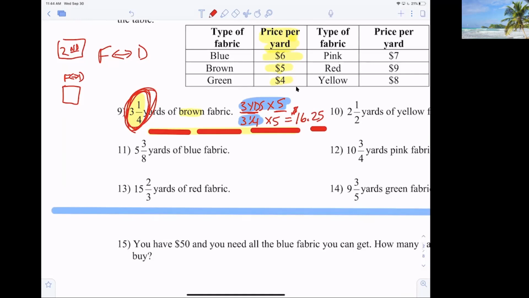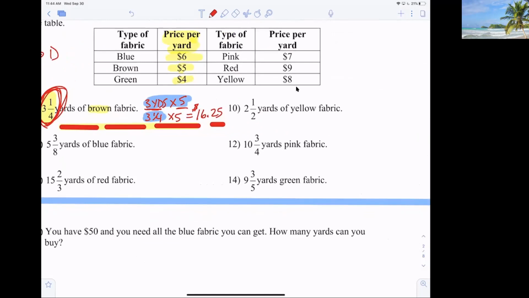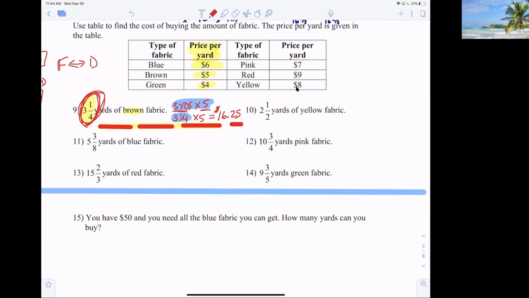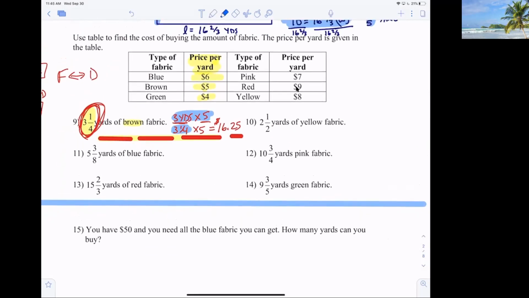Yes. Okay. So now what I want to do is, KK, you're going to tell me if you wanted to buy 2.5 yards of yellow, how much is it going to cost you? What do I have to do? Yes, but it's not 2. It's what? How much are we buying? So what do I? Yes, 2.5 times 8. And that's going to cost you how much money? 20 bucks.